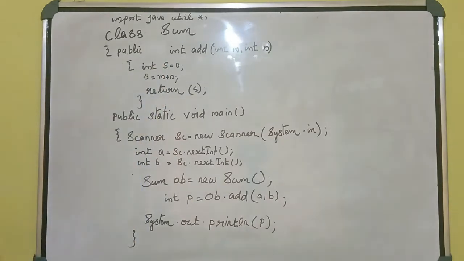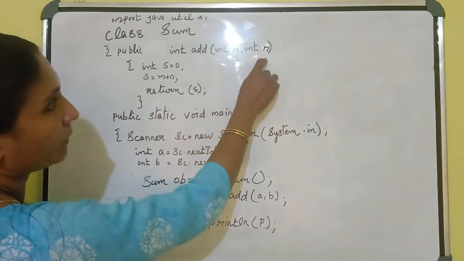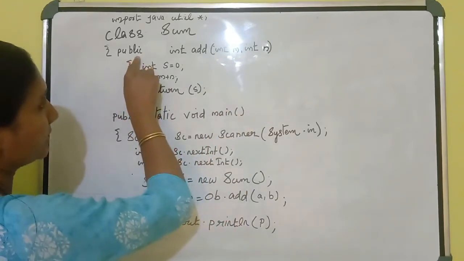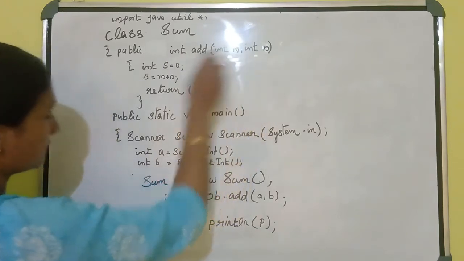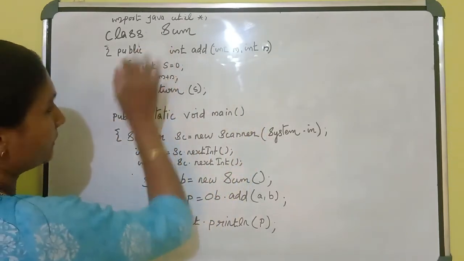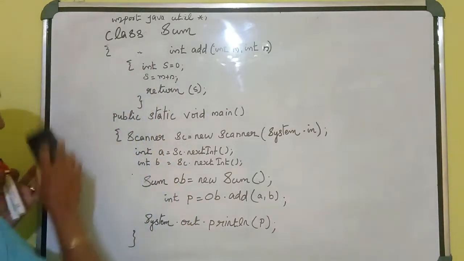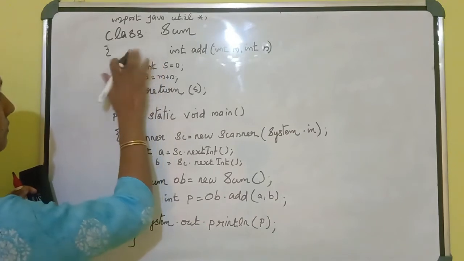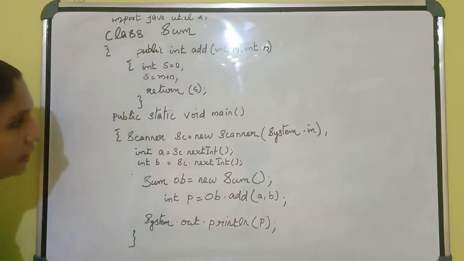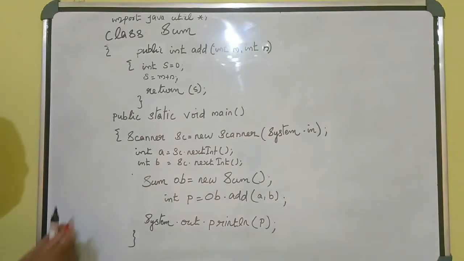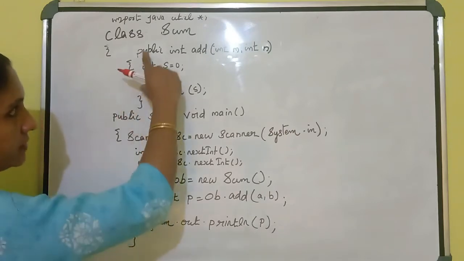public int add(int m, int n). This is the access specifier, this is the return type, this is the function name, and these are the parameters listed. Okay, here only one space. Public. And after that we have three statements: int s = 0; s = m + n; return s. Okay, this is the first function.